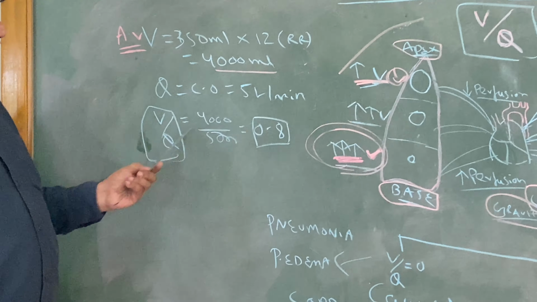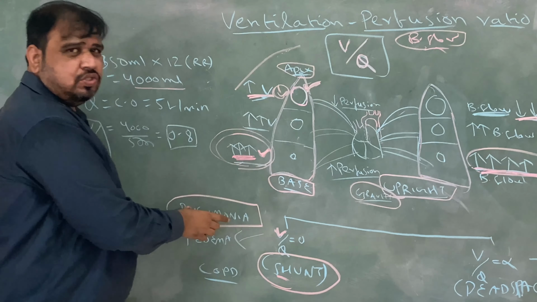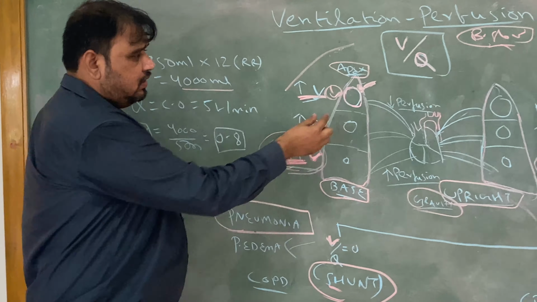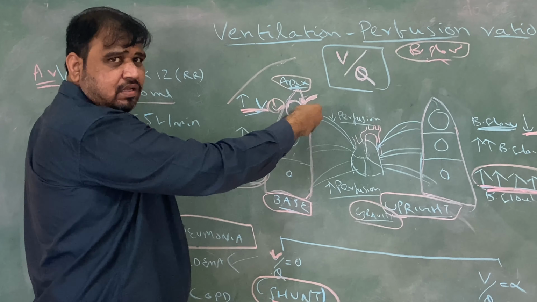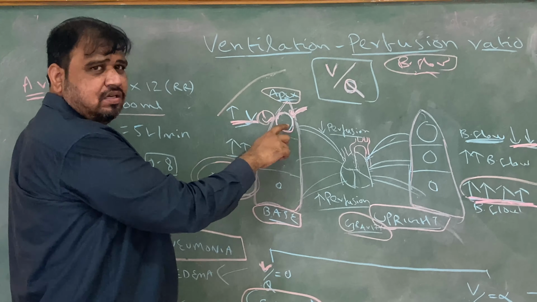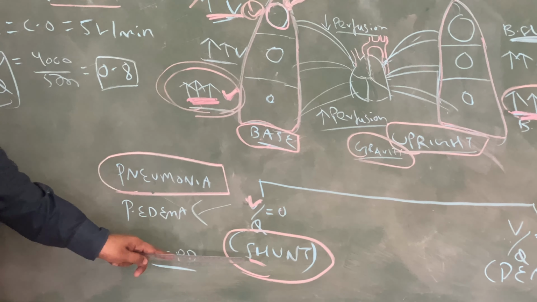So now let me discuss some conditions. In pneumonia, what happens? It is consolidation, so we say solid lung. What will happen? The alveoli will not be able to get oxygen because of pneumonia. When there is no oxygen intake, it is called underventilated, or keep it simple, it is not getting ventilated, or ventilation is 0. So what will happen to the V/Q ratio in pneumonia? It will be 0 because there is 0 ventilation. That is called a shunt.